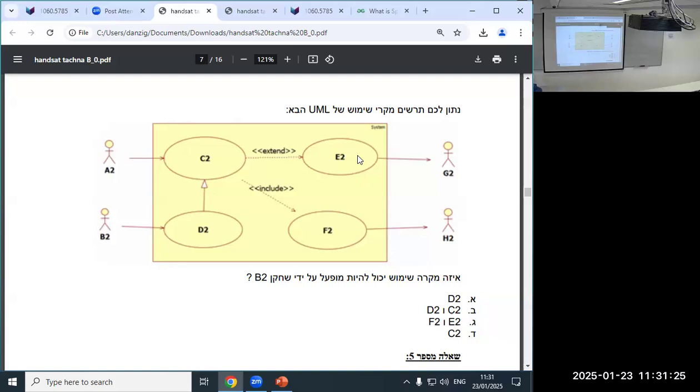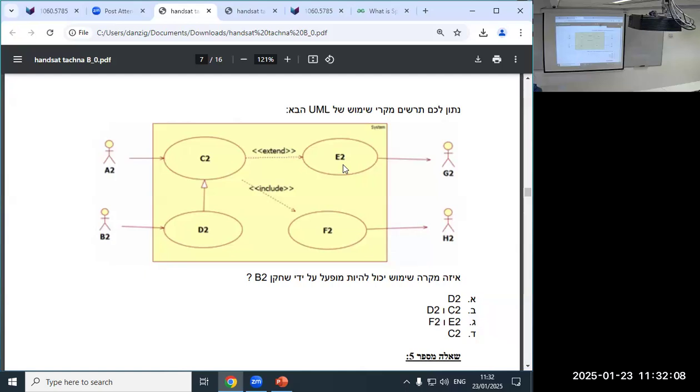So actually, that would be a great exam question, to take this exact same question and say, what can G2 do? The answer is he can do E2 and C2, because this one extends this one. But what can A2 do? He can do C2, but he can't do E2. He can do C2, F3, and D2, because this is an extension of this.